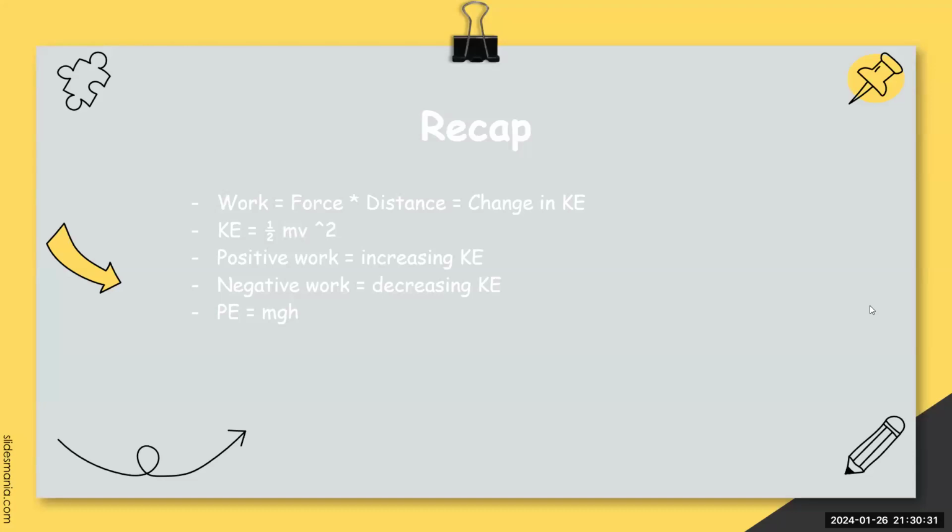So here's just a quick recap of everything I said. Work is force times distance, which is equal to the change in kinetic energy, and kinetic energy is equal to 1/2 mv squared. Positive work would be equal to increasing kinetic energy, while negative work would be equal to decreasing kinetic energy. And then the potential energy is equal to mgh.